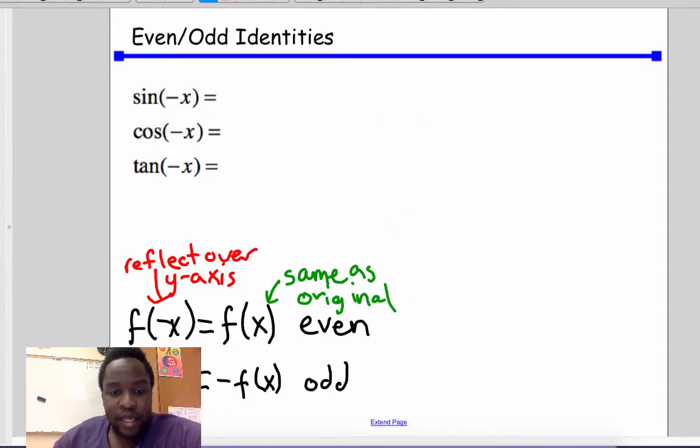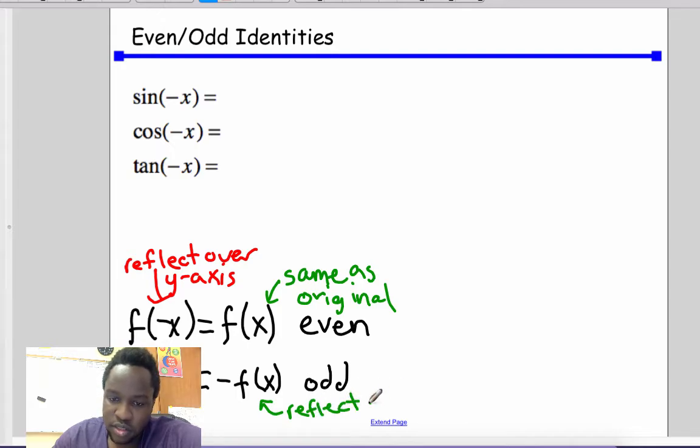Or if we reflect it over the y-axis and we get the negative one, if we get negative f of x, what does that look like in general? It's reflected over the x-axis.